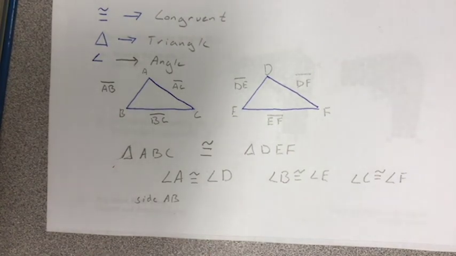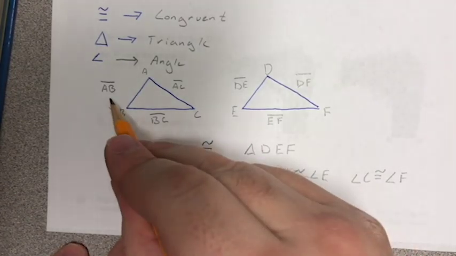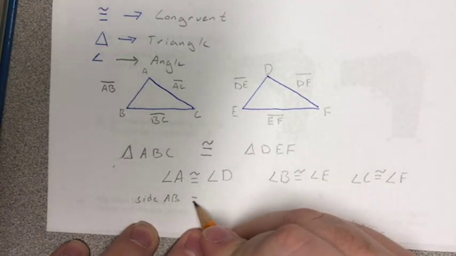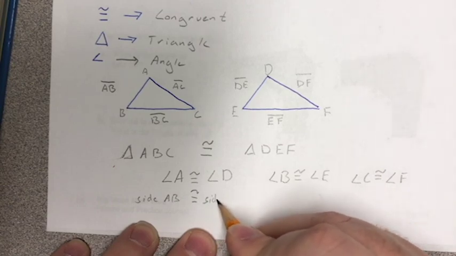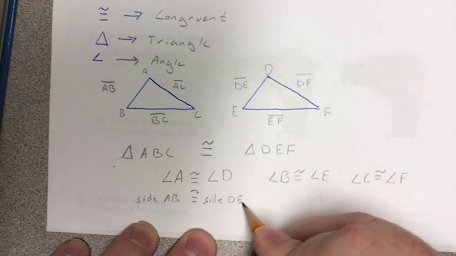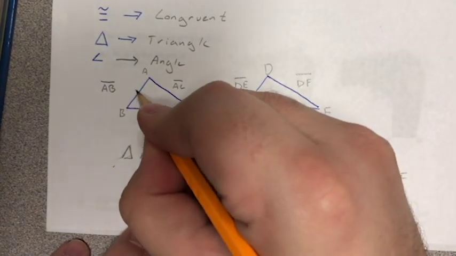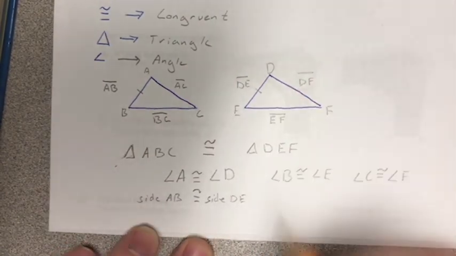Now, when we have sides that are congruent, we can actually say some things. We know that side AB is congruent to side DE. And the way we denote that is by putting a little hash mark there.